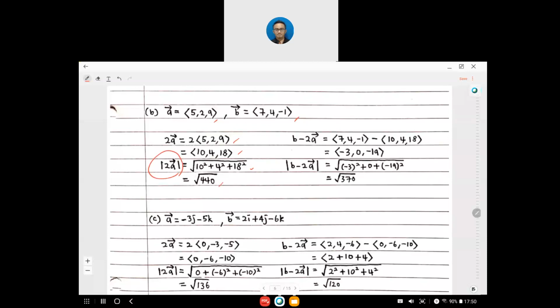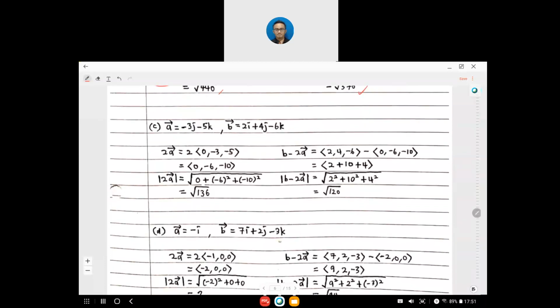And then also the same thing, this one is a vector. B minus 2A, so you can get 7, 4, negative 1, minus 10, 4, 18, so you can get negative 3, 0, negative 19. And then after you find the magnitude of vector B minus 2A, you can get square root of 370. Okay, that one is for question B.